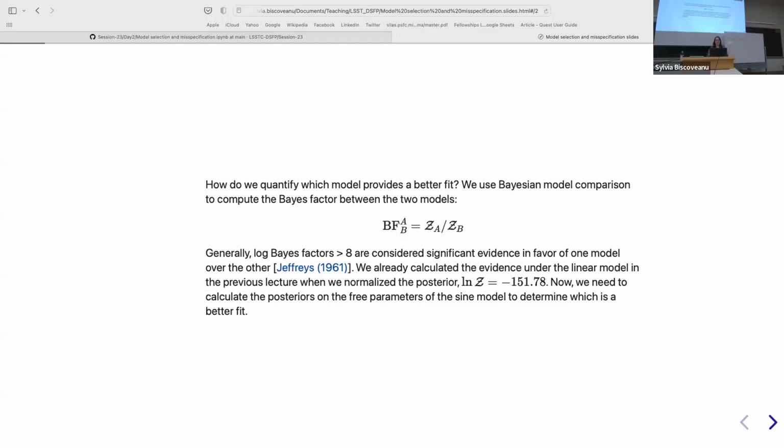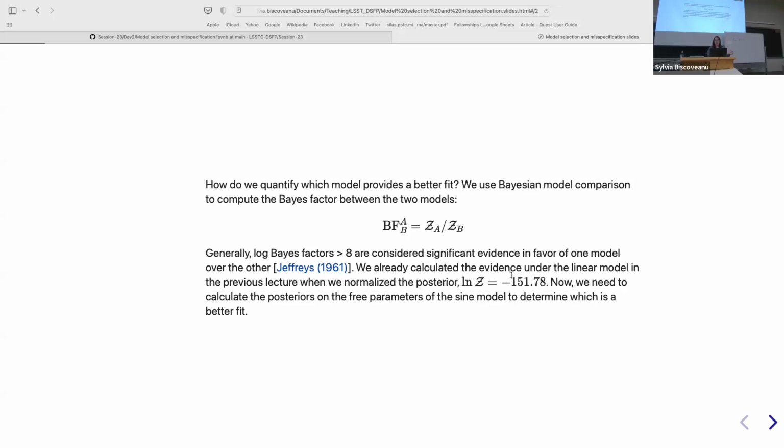And so the standard lore, because it's somewhat arbitrary, is that if you get a natural log Bayes factor greater than 8 for one model over another model, that is significant statistical evidence that the one model is preferred over the other model. So, log Bayes factors in the range of a couple are not usually considered strong statistical evidence in favor of one model or another.